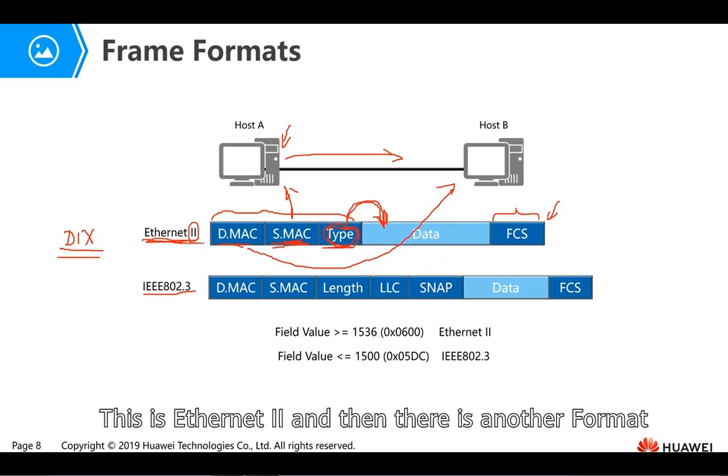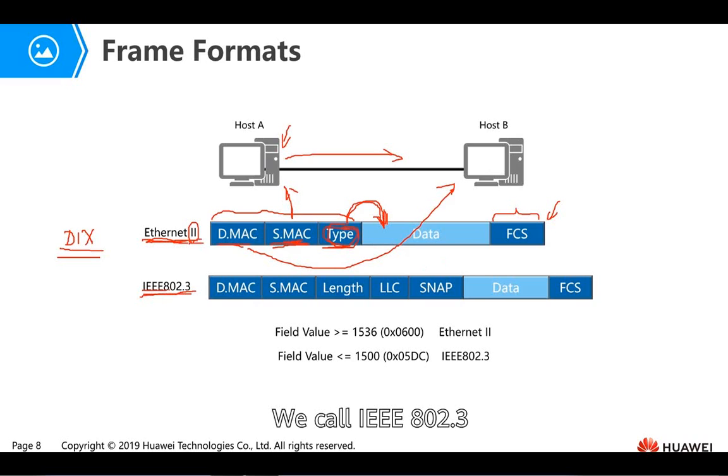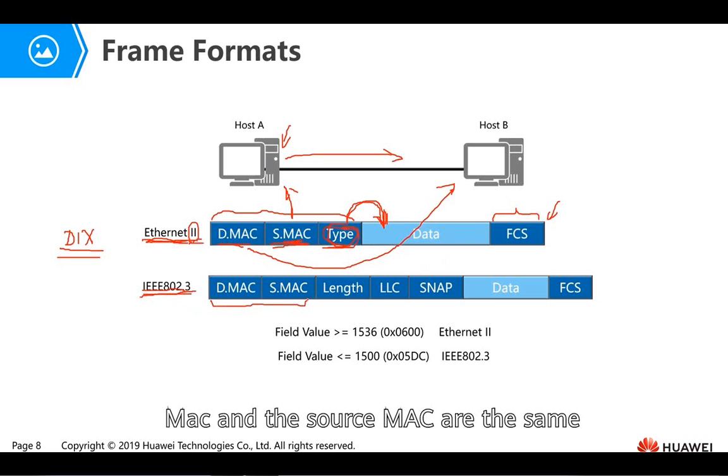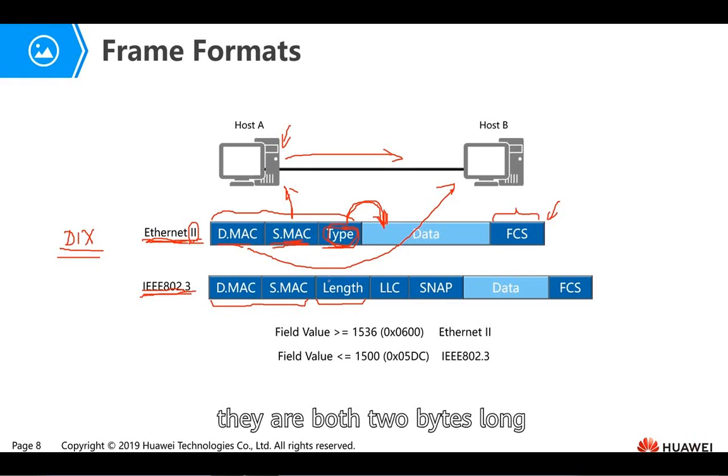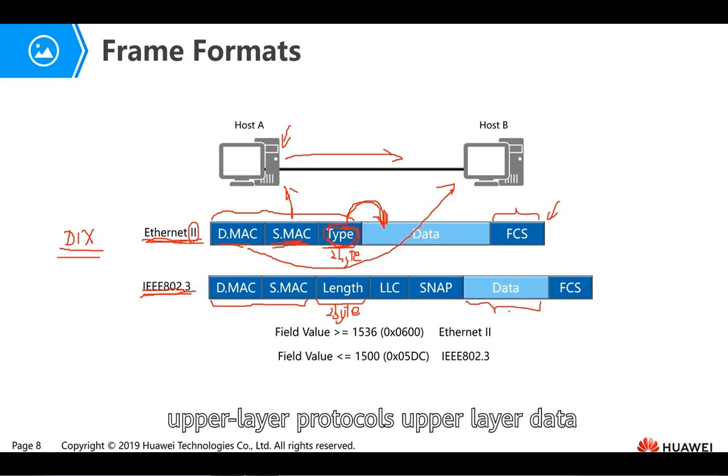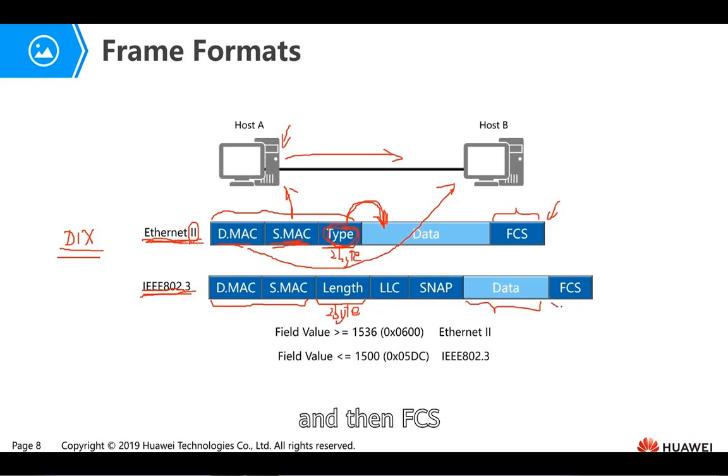This is Ether2. And then there's another format we call IEEE 802.3. In this frame, the destination MAC and source MAC are the same, but the third field is the length. They are both 2 bytes long. And then there's the upper layer data, and the FCS is the same.